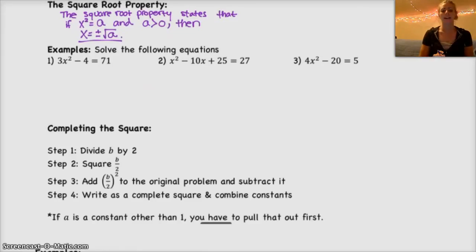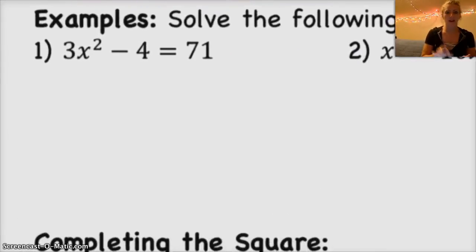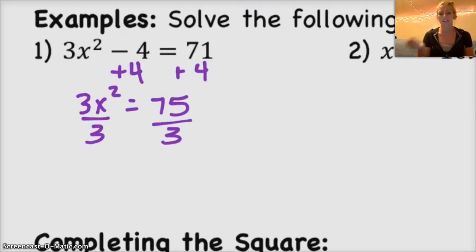Alright, example 1: 3x squared minus 4 equals 71. I'm going to blow this up a little bit. If you have a problem like this, I can add 4 to both sides. I get 3x squared equals 75. Divide both sides by 3. The idea is you want to isolate the variable, so you pretend that x squared is just x by itself and solve it like you would normally. Then you get x squared equals 25.